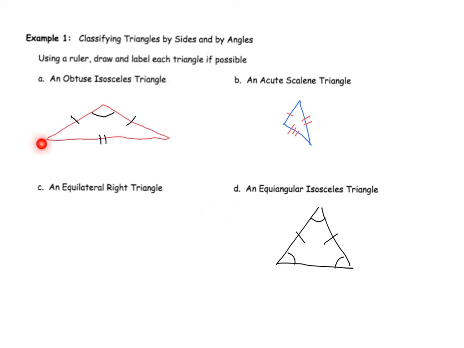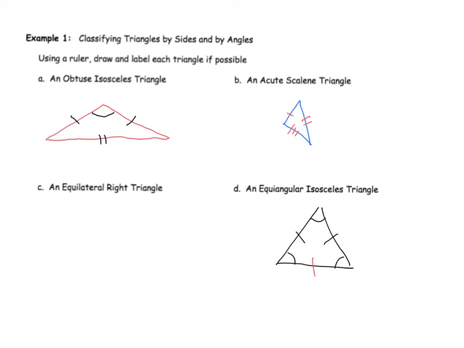So in obtuse isosceles, notice I have one obtuse angle, two sides that are in fact congruent. Okay. In acute scalene, acute meaning that all three of these angles are less than 90 degrees and all three of my sides are different, scalene. Then an equal angular isosceles is possible because equilateral is considered isosceles. So technically, this side would also be the same as all the other two sides.